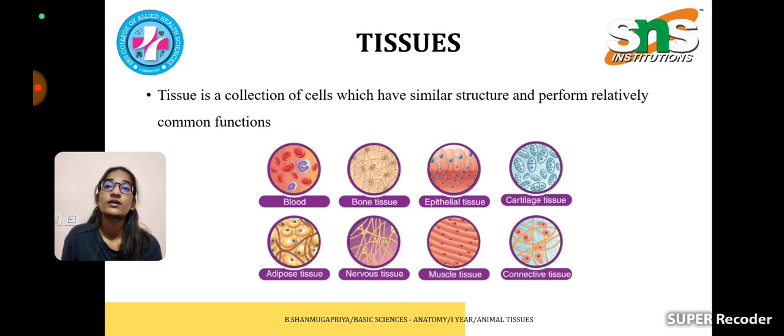Then the permanent cells. So these permanent cells are unable to replicate after normal growth is complete. They may include nerve cells like neurons, and then skeletal and also cardiac muscle.